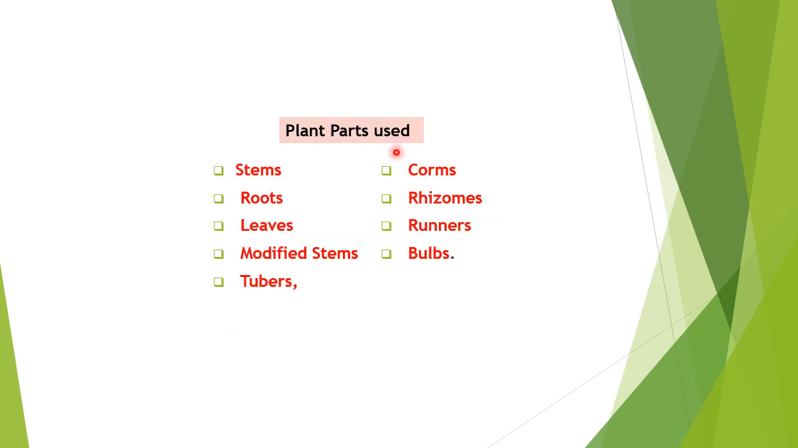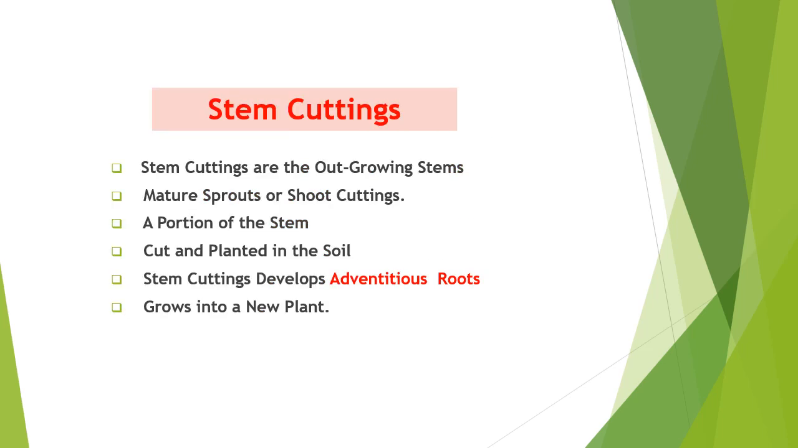What are the parts used? As we have already mentioned, stems can be used for vegetative propagation, roots, leaves, and modified stems: tubers, corms, rhizomes, runners, and bulbs. These are all parts of plants which can be used for vegetative propagation. This video will mostly cover vegetative propagation through stem cuttings.